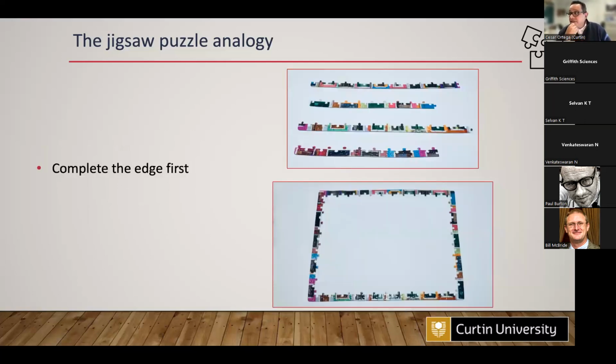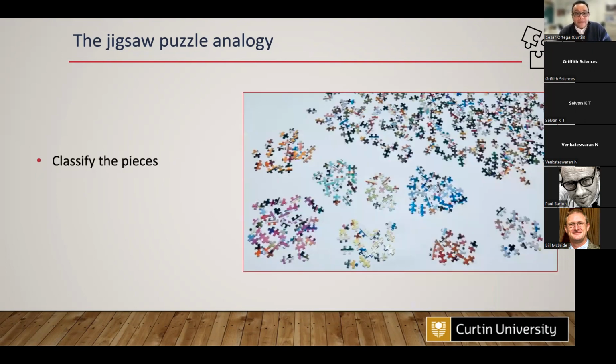Complete the edge first. Understand the scope and limits of the content that you are learning or teaching. Know the limits and expectations of what you are learning. And that gives you a framework, right? That gives you boundaries of what you can expect and not expect from what you're learning. And those expectations are important.